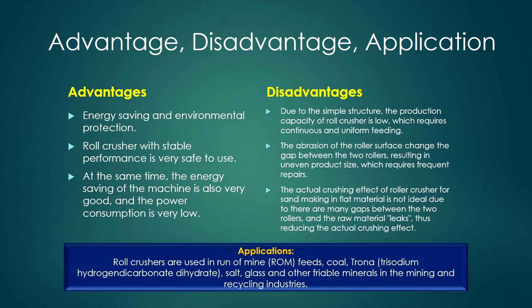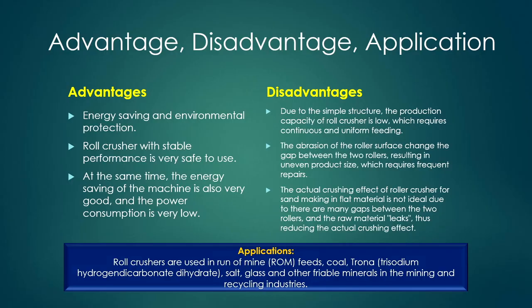Disadvantages are that sometimes the abrasion of the roller surface changes the gap between the two rollers, which will result in uneven product size distribution, and in this case you require frequent cleaning as well as repairing. The actual crushing effect of the roll crusher for sand making in flat material is not ideal due to the many gaps between the two rollers, and the roll materials leak, thus reducing the actual crushing effect.